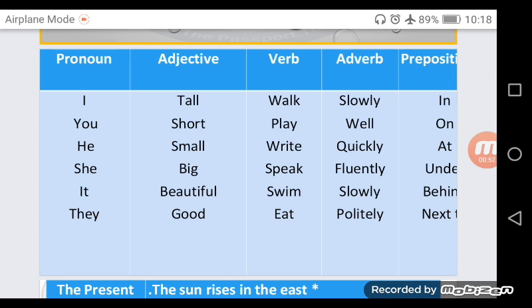Under adjective, we have tall, short, small, big, beautiful, good. Under verbs, we have walk, play, write, speak, swim, eat. Under adverbs, we have slowly, well, quickly, fluently, politely. And finally, under prepositions, we have in, on, at, under, behind, next to.